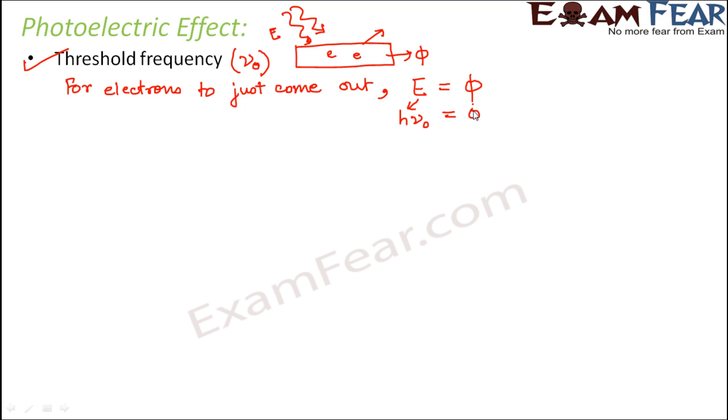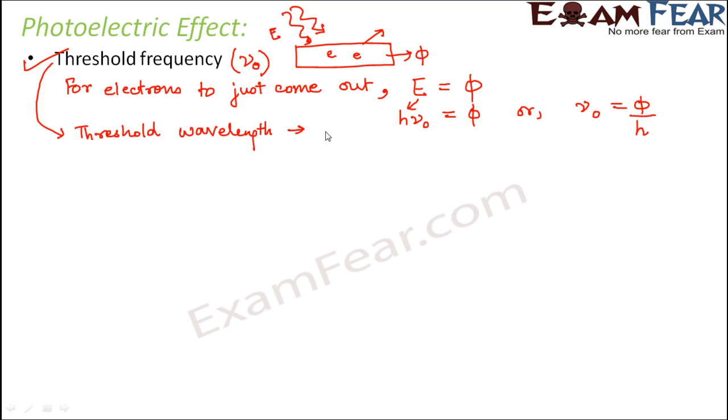So this is equal to phi, or you can say that the threshold frequency is equal to phi by h, where phi is the work function of the metal and h is Planck's constant. So that's the threshold frequency. Now the wavelength corresponding to the threshold frequency is called the threshold wavelength. And how will we determine the threshold wavelength?